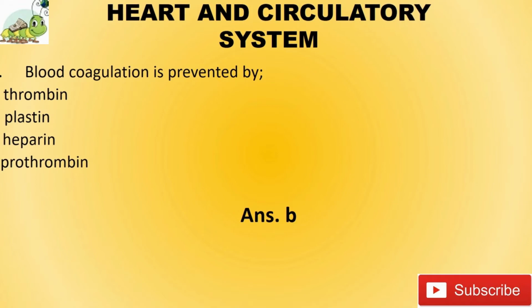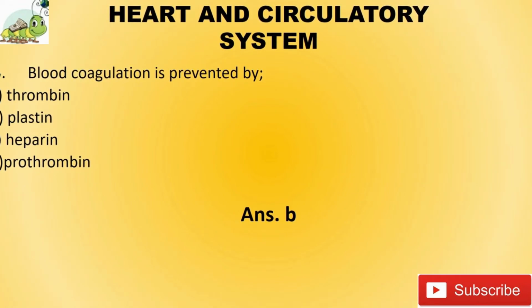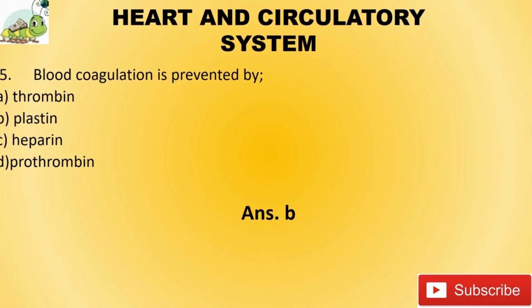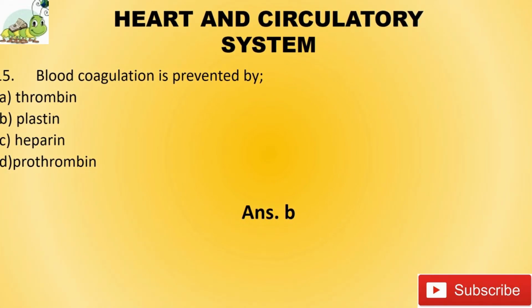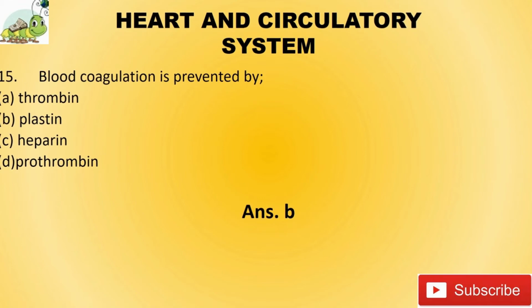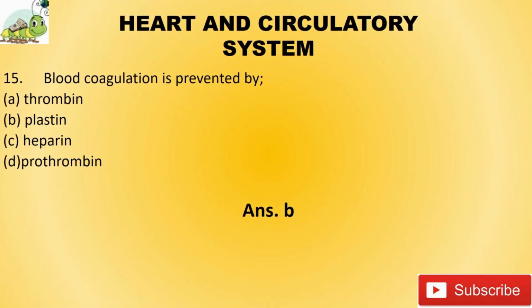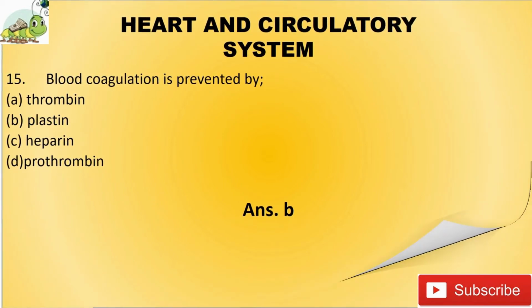Question number 15, answer is C. Heparin is an anticoagulant produced in liver cells, some white blood cells and certain other cells, which acts by inhibiting the action of the enzyme thrombin in the final stage of blood coagulation.